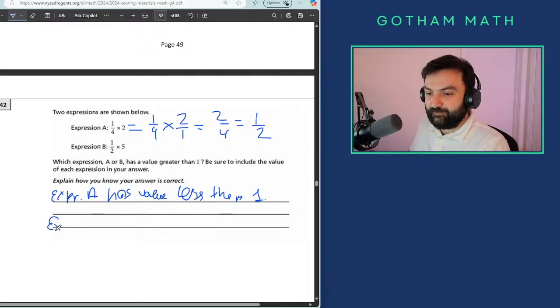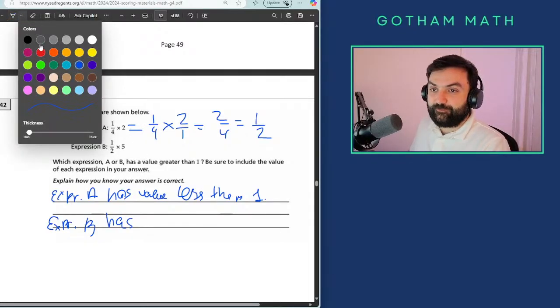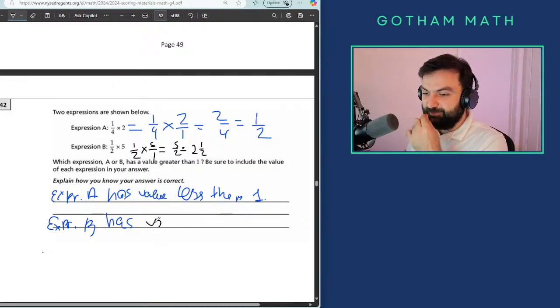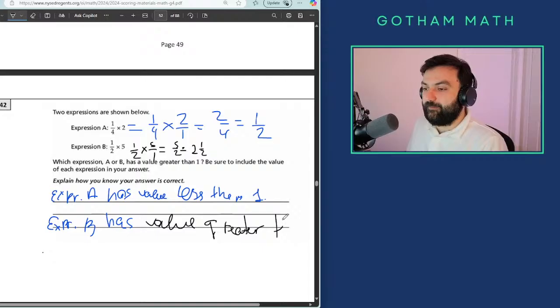I wouldn't give it a 2 out of 2. Expression B has, and now we're just going to count the expression B. 5 means 5 over 1, which is 5 over 2, which is 2 and 1 over 2. So expression B has a value greater than 1.